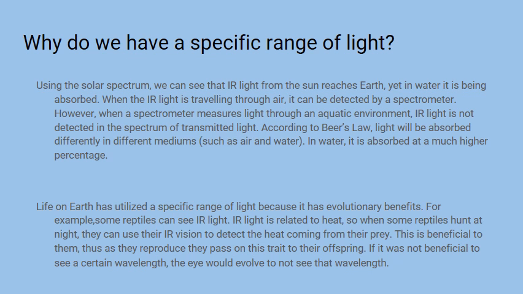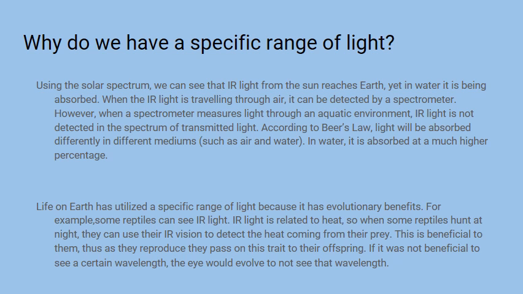Why do we have a specific range of light that we can see on Earth? If you look at the solar spectrum, you can see that infrared light from the sun is reaching Earth. However, in water, it is being absorbed. When infrared light travels through the air, a spectrometer can detect it. However, when you measure the light through an aquatic environment, infrared light is not detected in the spectrum of transmitted light. According to Beer's law, light will be absorbed differently in different mediums, comparing air and water. In water, it is absorbed at a much higher percentage.